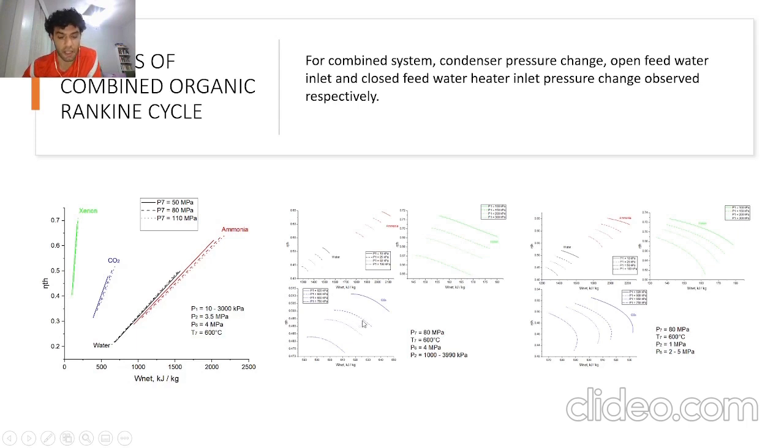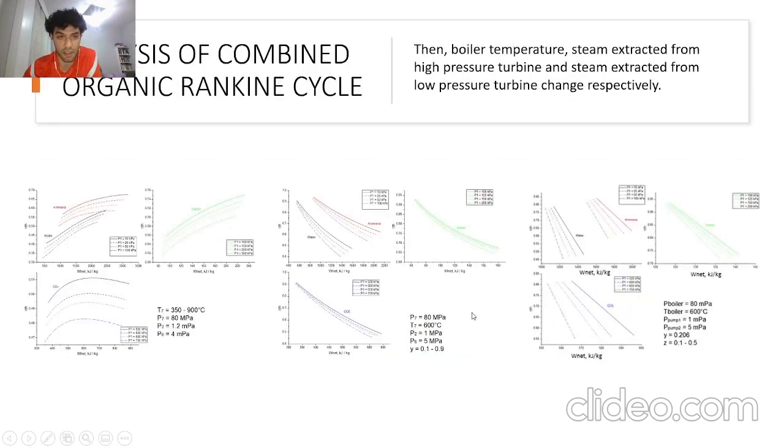In the second graph, I changed the open feed water heater inlet while the other parameters were kept constant. And in the third one, I changed the closed feed water heater inlet while the other parameters were kept constant. Like the other cycles, boiler temperature changed from 350 to 900 Celsius, while the other parameters were kept constant. The fifth and sixth ones are new: Y is changed from 0.1 to 0.9, which is steam extracted from the high pressure turbine, and Z is a value that changes from 0.1 to 0.5, which means steam extracted from the low pressure turbine.